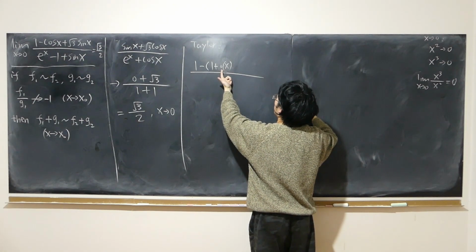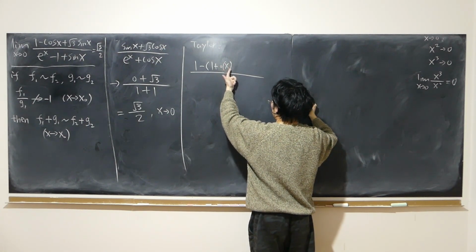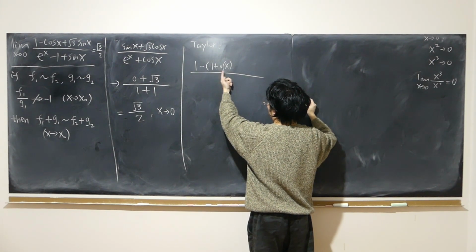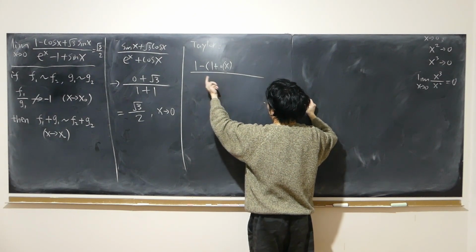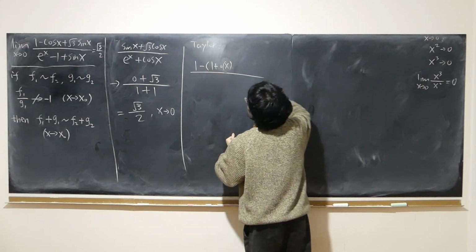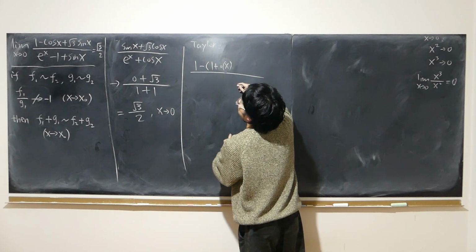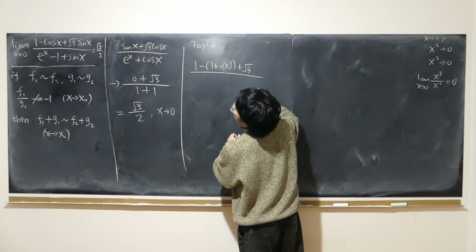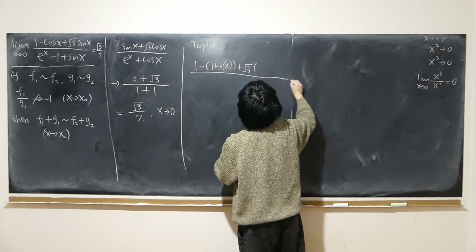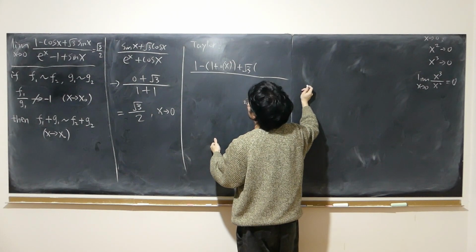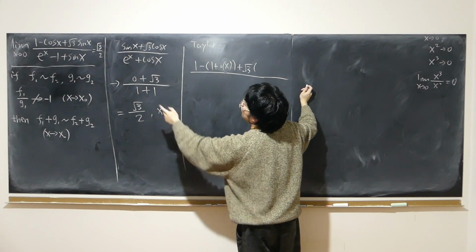Little o of x means some function approaching 0 faster than x. Little o can be viewed as some other function also approaching 0, so you have infinitesimal times infinitesimal, approaching 0 faster than x, of course. Makes sense. So just plus square root of 3 times sine x, because I can expand it by Maclaurin expansion nearby the point 0. So x approaching 0, yes, we can do that.